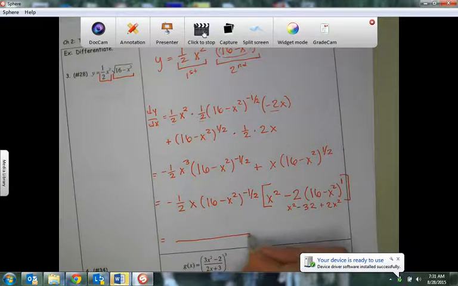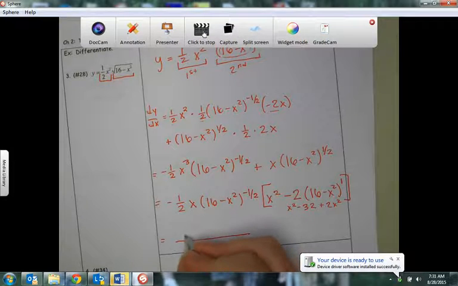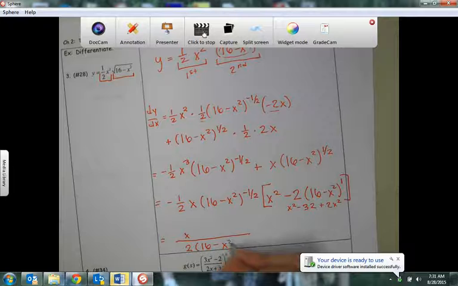So let's see, I'm going to have that x still up there, the 2 down here, the 16 minus x squared to the 1/2 now. And then that guy all became 3x squared minus 32.